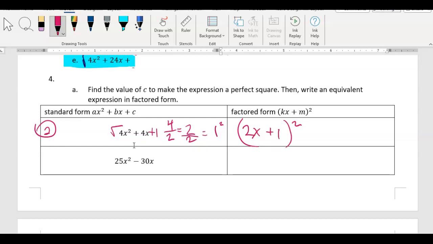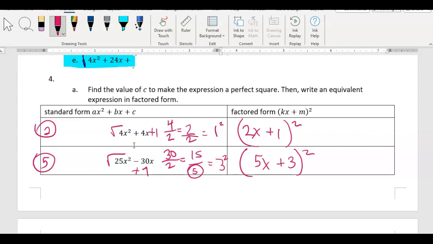Okay, let's try it with this one. Square root of 25 is 5. Save that for later. 30 divided by 2 is 15. 15 divided by 5 is 3. And 3 squared is 9. So I'm going to add 9. So this would be then 5x plus 3 squared. Okay, again, square root of 25 is 5. Square root of 9 is 3. Oh, and actually, I want this to be minus because I want to have a negative middle term, a negative linear term.